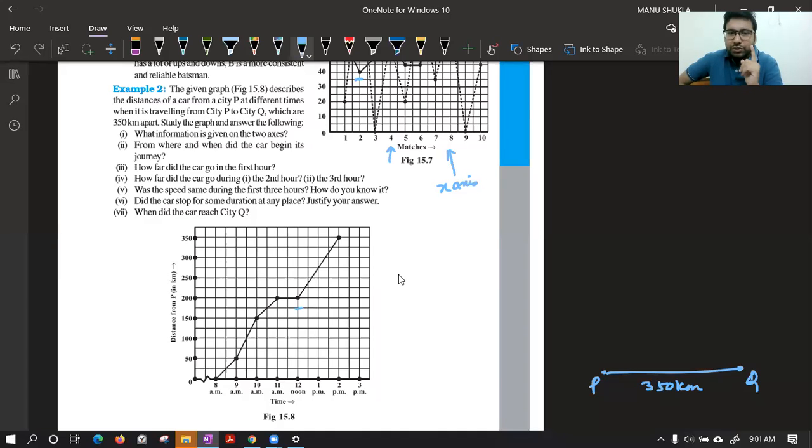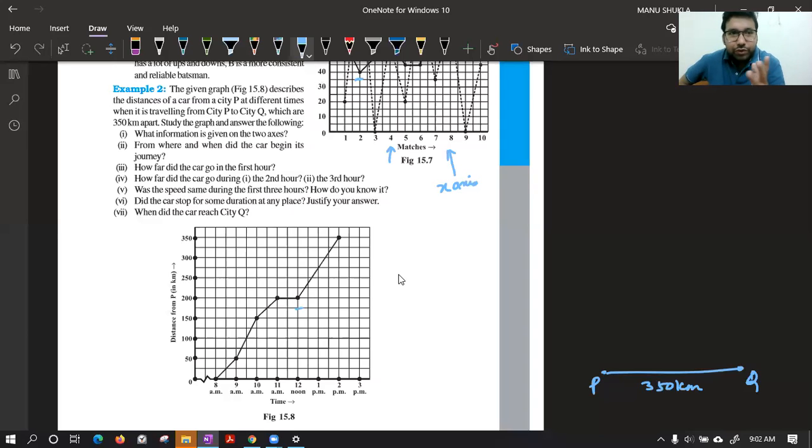Class, first thing, what information is given on the x-axis? Time is given to us. On the y-axis, distance is given to us from P. And Yashna is correct. She is saying on the x-axis, 1 unit equals 1 hour. And on the y-axis, 1 unit equals how much? Class, please tell. Yes, it is 50, not meters. Joel, wrong, not meters. 50 kilometers. Okay, it is kilometers. Now it is correct.